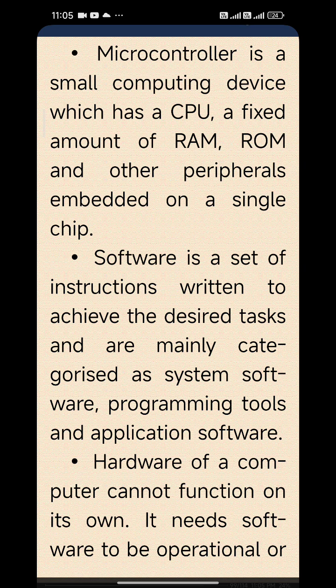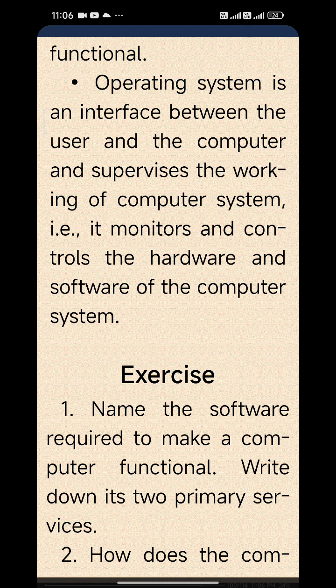Software is a set of instructions written to achieve the desired task and is mainly categorized as system software, programming tools, and application software. The hardware of a computer cannot function on its own. It needs software to be operational or functional. The operating system is an interface between the user and the computer and supervises the working of the computer system. That is, it monitors and controls the hardware and software of the computer system.